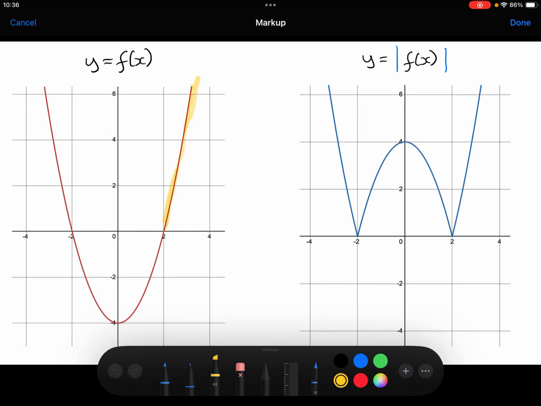This part of my graph and this part of my graph are both positive, so the modulus on the outside does nothing to those. Those stay exactly as they are. And a bit of the graph that's negative here, the modulus on the outside is going to turn that positive, so that reflects up to be like that.